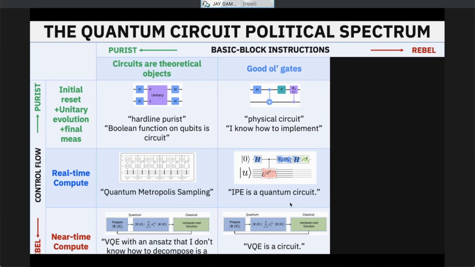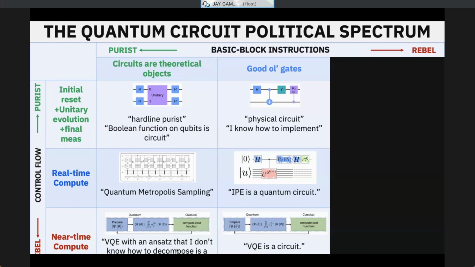You could even go, imagine that I believe that a circuit has the ability to do very large functions, and I want to abstract anything to large libraries like Boolean functions or more advanced phase estimation type inputs that are used in this Metropolis sampling. You could imagine that a circuit is more of a high level abstraction, and you could take the rebel even further and say that VQE, when I don't even know how to decompose the ansatz, is also the definition of a circuit.